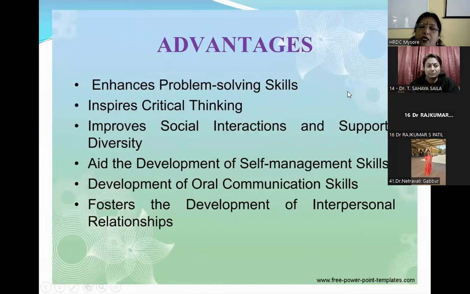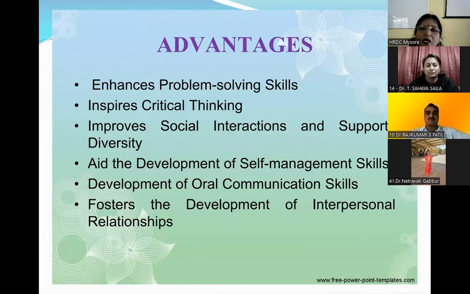Okay. Enhances problem solving skills. So any problem arises in the group, all of them will put their viewpoints, all of them will work together, try to bring out a solution for that particular problem. So problem solving skills are enhanced by this method.